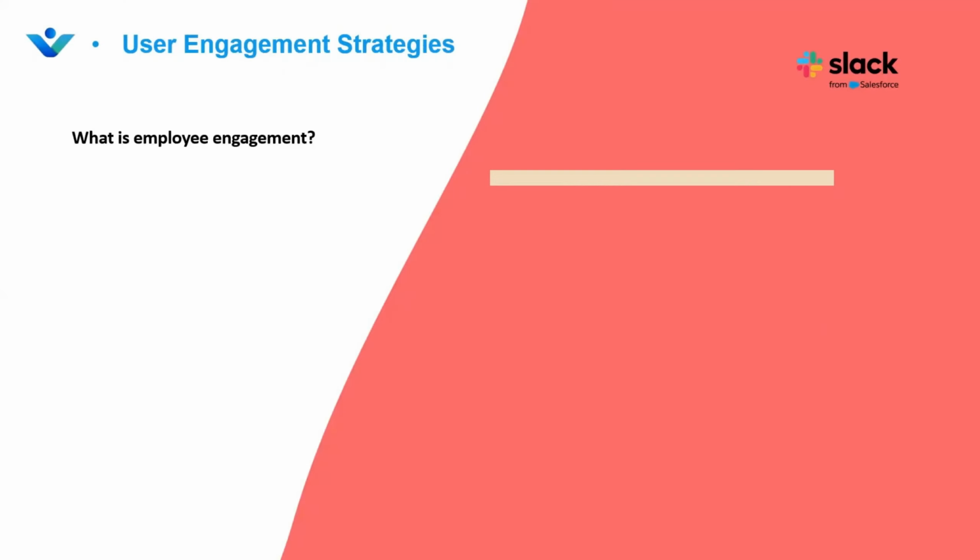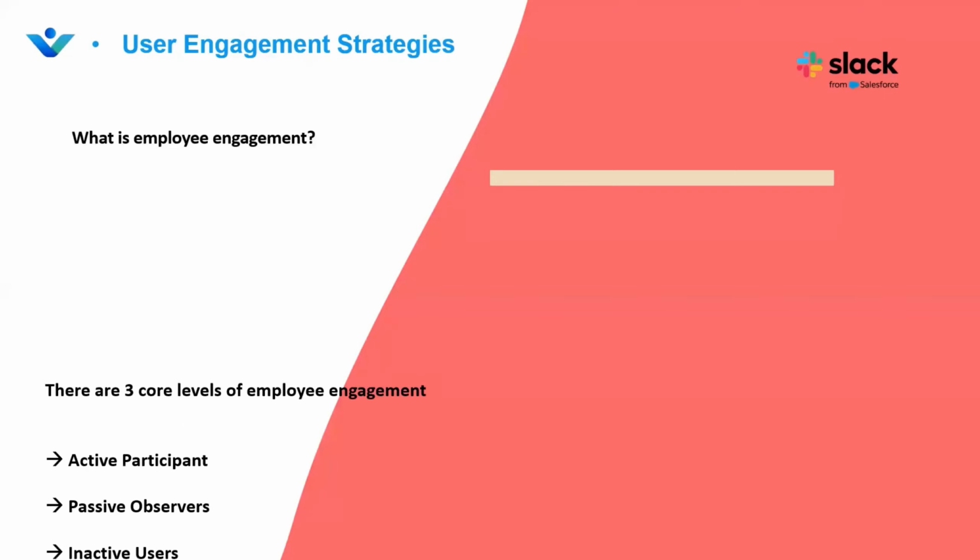First of all, let me explain what employee engagement is. Employee engagement impacts nearly every aspect of your business, from productivity and revenue to customer experience and company culture. Employee engagement measures how employees feel about the organization, their team, and the work they do. In Slack, employee engagement can be categorized into three core levels of engagement.